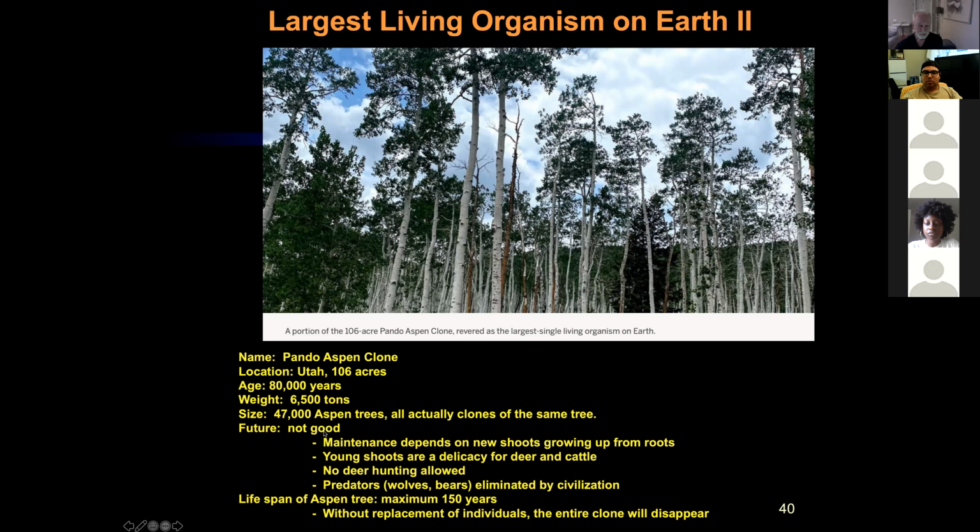Its future is dismal. The reason is that aspen trees are short-lived. They die after about 150 years. So they have to be continually producing more shoots growing up from the roots of the old trees. However, the shoots are a delicacy for deer and cattle. So whenever a new shoot comes up, something almost immediately eats it.